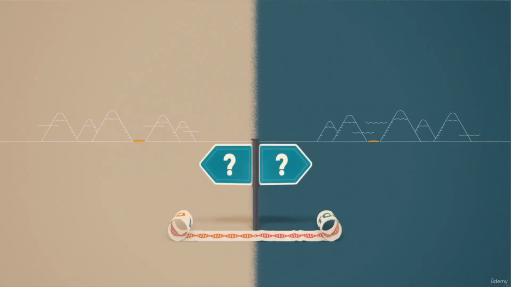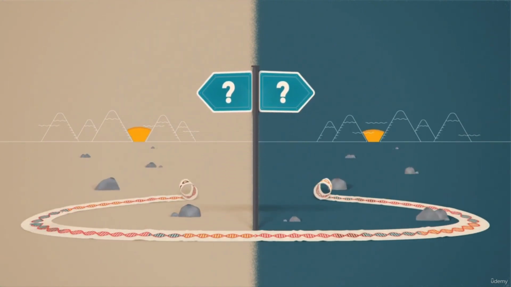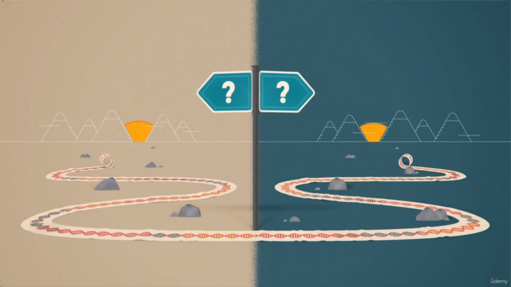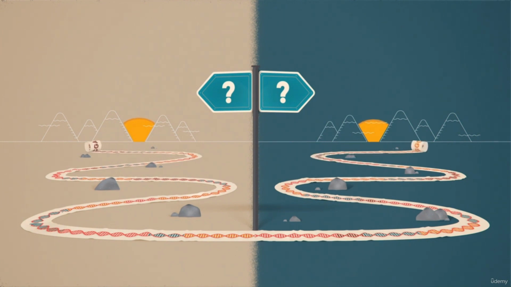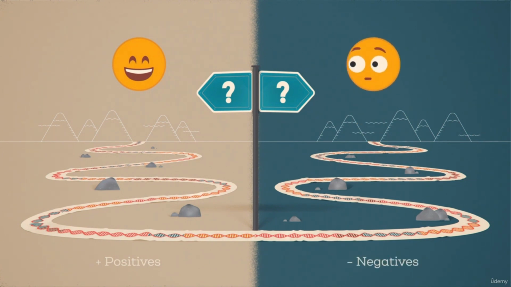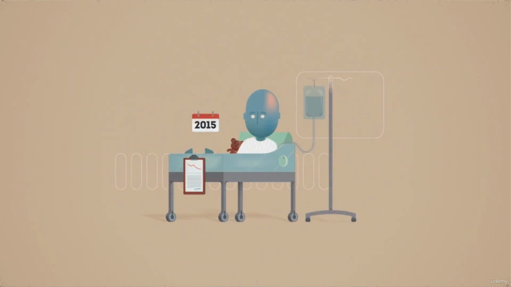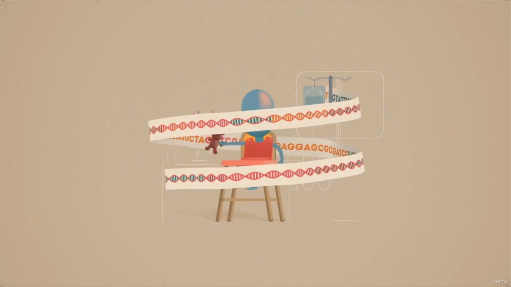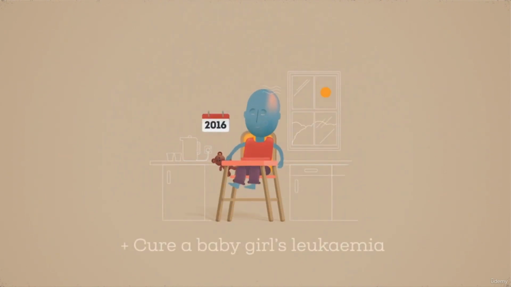Gene editing is already transforming genetic research. But at this early stage of such a powerful technology, it's crucial that we weigh the potential benefits against the possible negatives. First, let's look at the positives. Gene editing could make radical improvements to human health. For example, in 2015, doctors used genome editing techniques to cure a baby girl's leukemia.